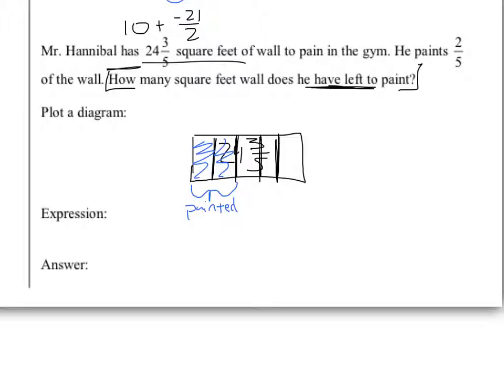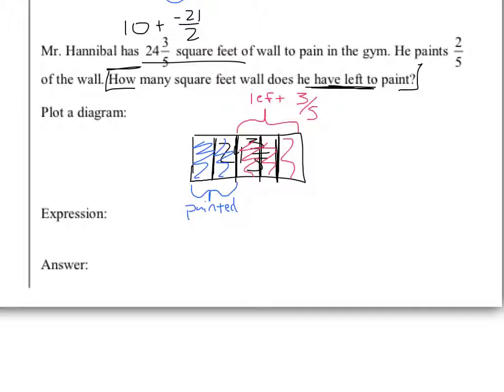However, once again, we look at this question, and does this question ask us how much he has painted? No, it asks us how much he has left, which is why a lot of you were thinking about subtraction because you knew that we were taking away some amount. Well, this is what he has left. What fraction does he have left? What fraction of the wall does he have left? Stephen? 3/5. So what's left is 3/5.